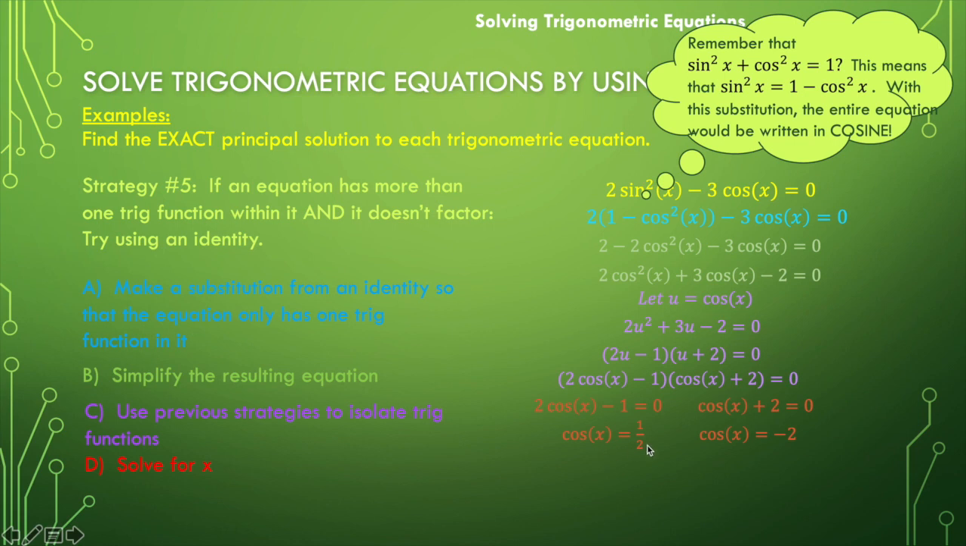So cosine of x is equal to 1/2. This is saying, where on the unit circle are my x coordinates 1/2? That's going to happen on the right side of the unit circle at pi/3 and 5pi/3. And now here, cosine of x is equal to -2. We have a problem there, right? Because remember, the cosine function has a range of -1 to +1. So there's nowhere that I'm going to have an output equal to -2. That's out of range. And so this ends up being our entire solution set, pi/3 and 5pi/3. All right, let's try another example.